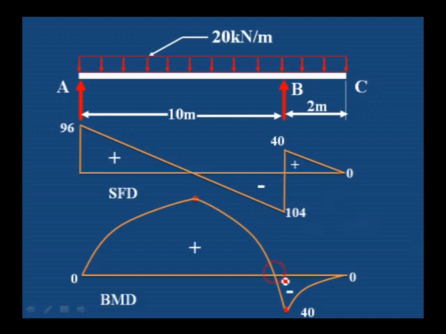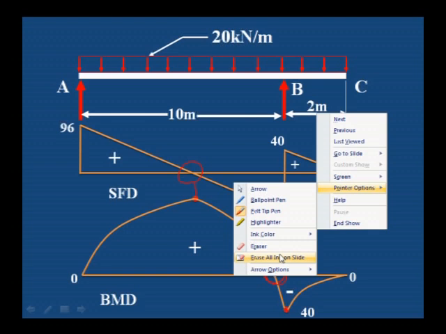This is the point where the shear force changes its sign, and there we will get the maximum bending moment. And also we have to locate the point where the bending moment changes its sign, that is known as the point of contraflexure.